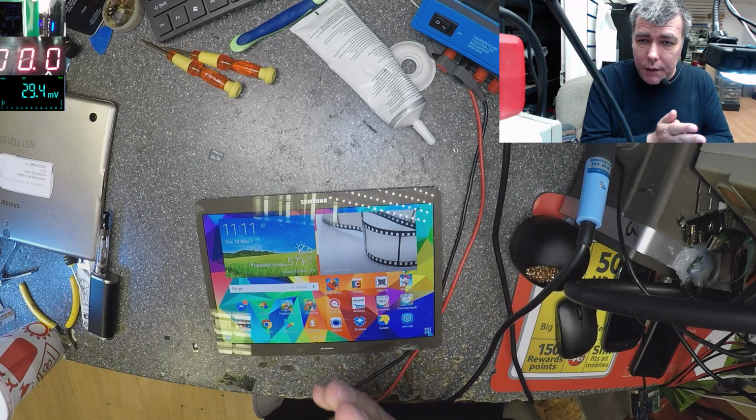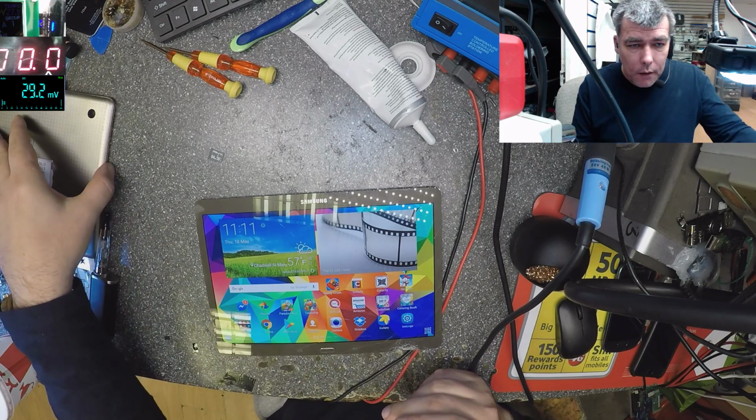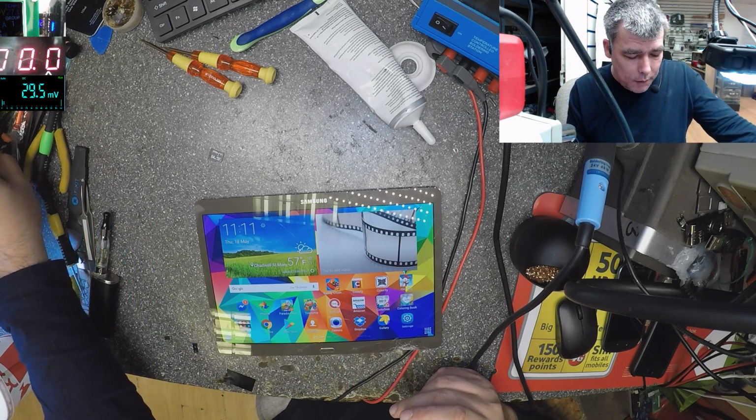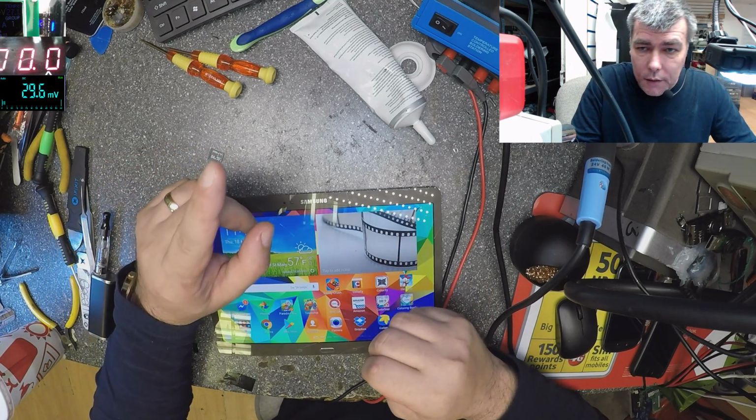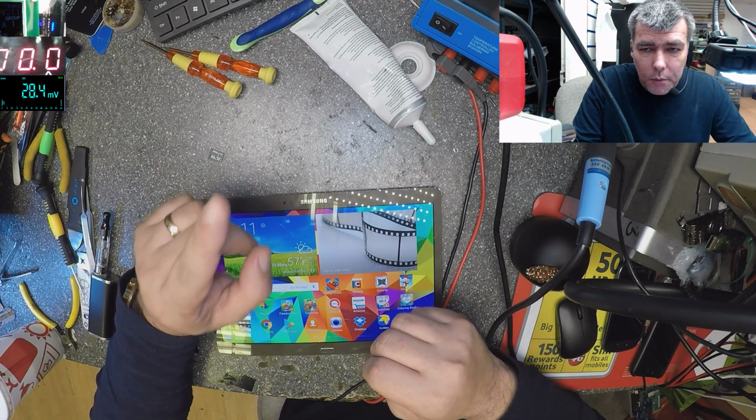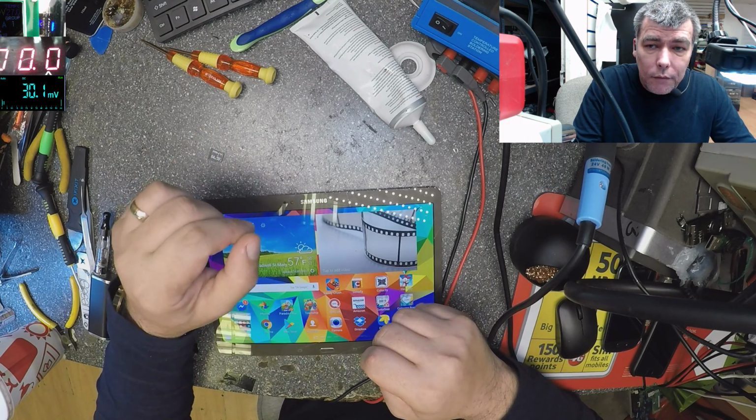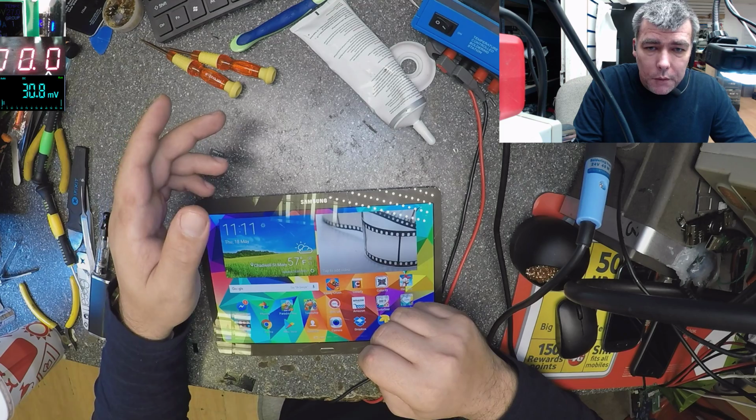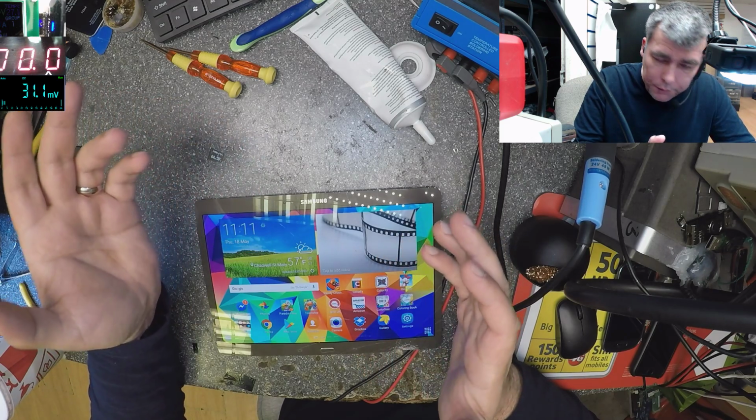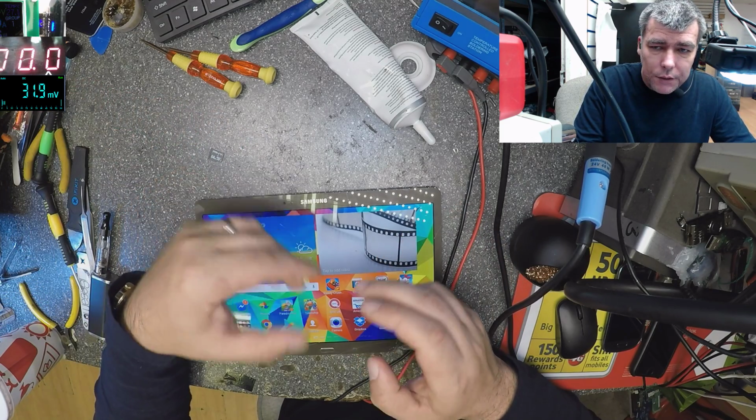What's the problem with this tablet? The problem with this tablet, and I booked in the job wrong. I said probably it's a software issue, but it's not. It's restarting itself. From time to time, randomly, the tablet is just restarting.